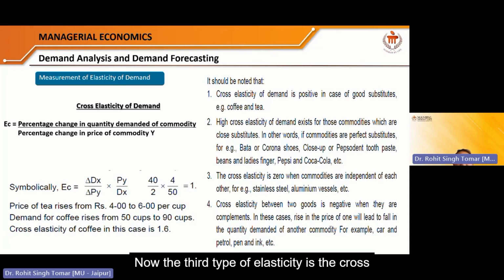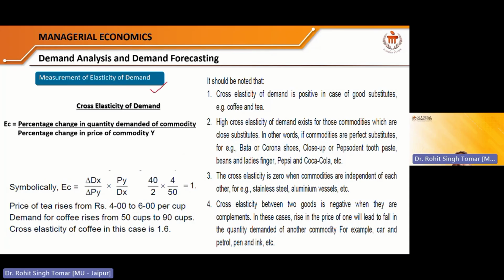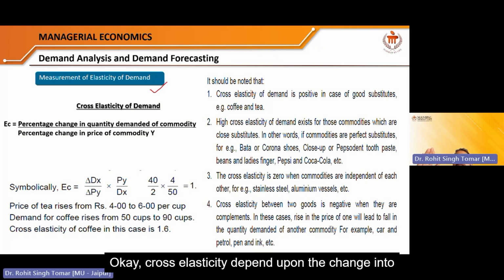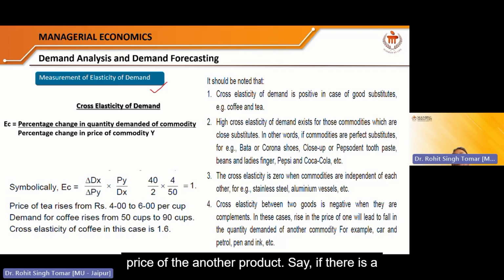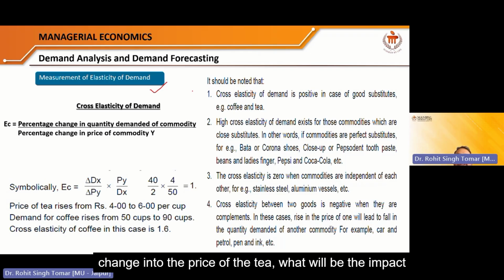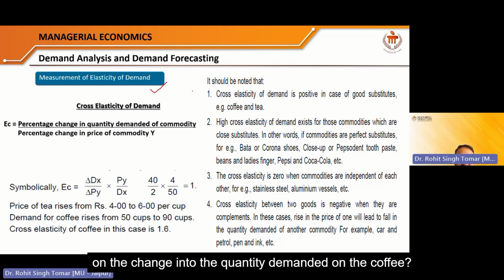Now the third type of elasticity is the cross elasticity. Very interesting phenomenon. Cross elasticity depends upon the change in the quantity demanded of one product on the change in the price of another product. Say if there is a change in the price of tea, what will be the impact on the change in the quantity demanded of coffee? That kind of problem is taken care of by the cross elasticity, right?